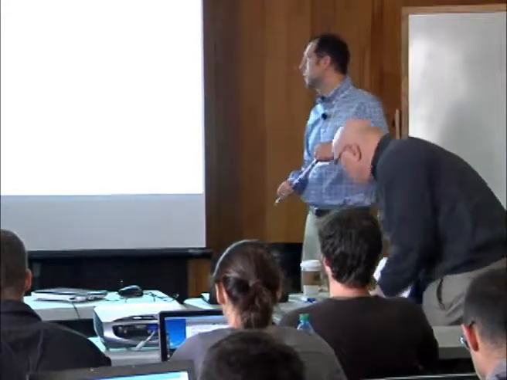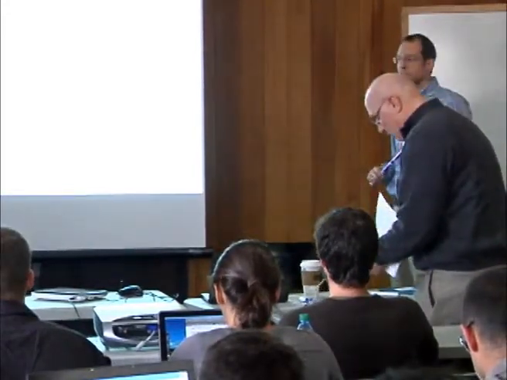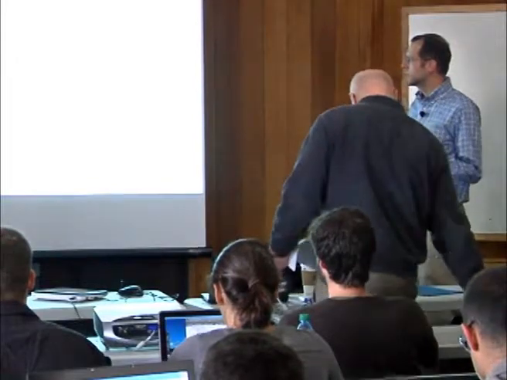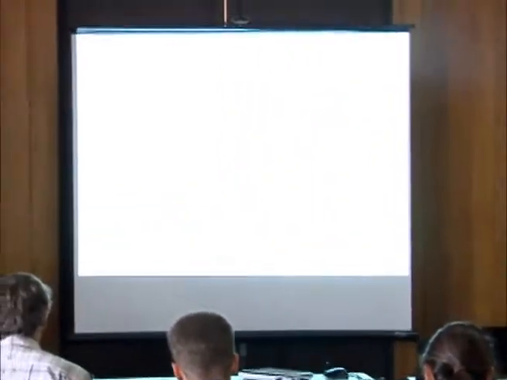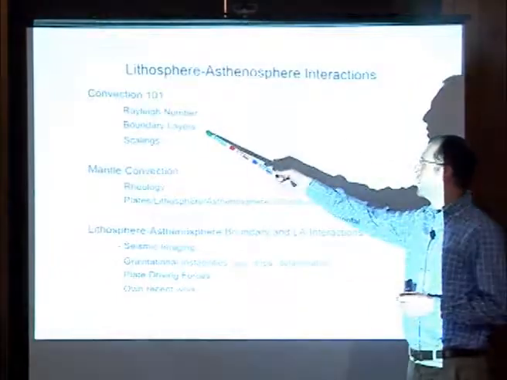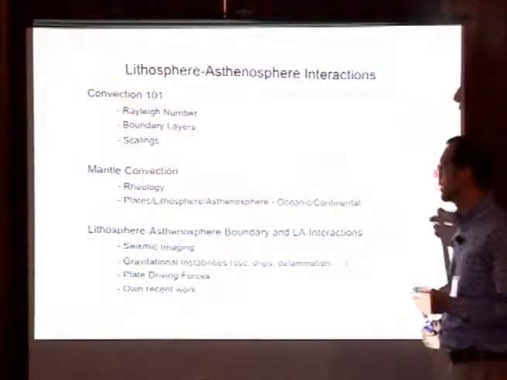So this is a nonlinear map of what I'm going to talk about. Nonlinear in the way that the space given on this slide does not correlate linearly to the time I'm going to spend on topics. But I will start with convection 101, some basics: what's the Rayleigh number, what are boundary layers, what are scalings, why are they important.